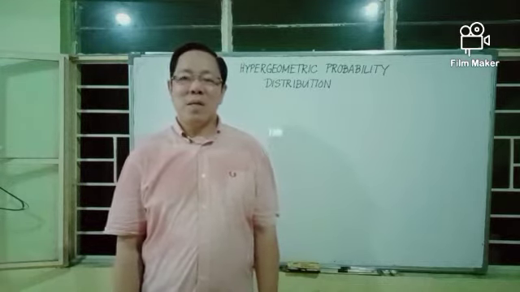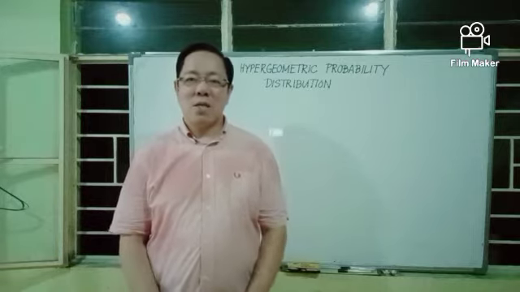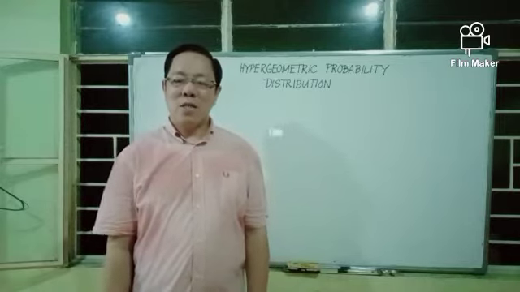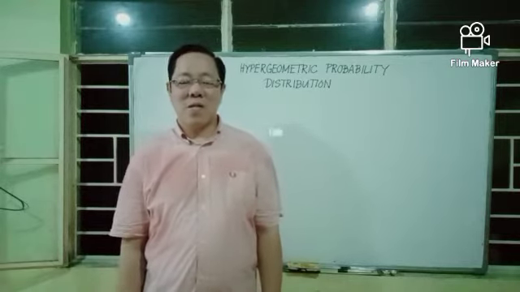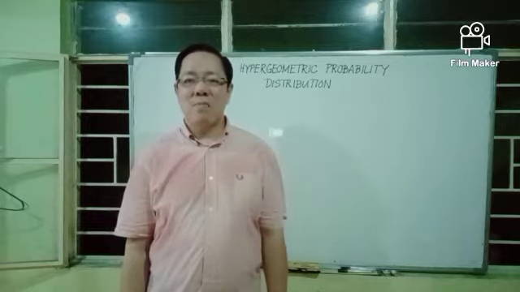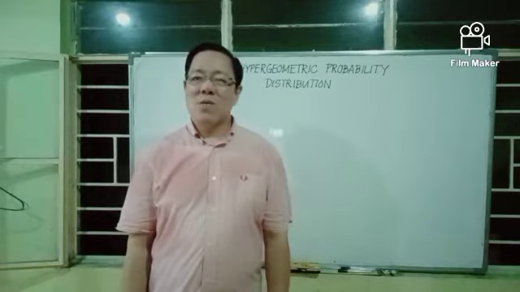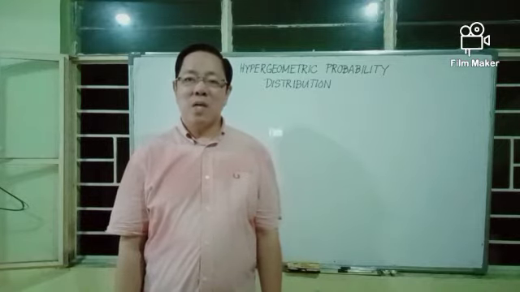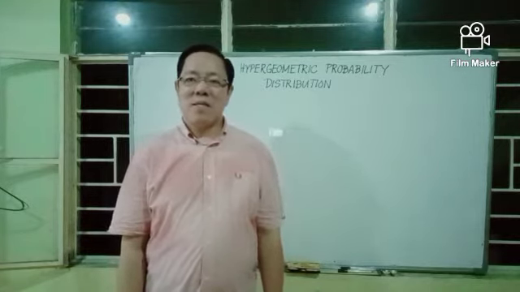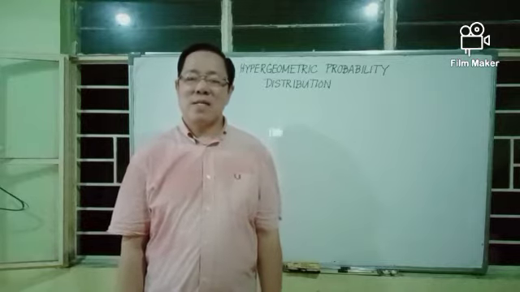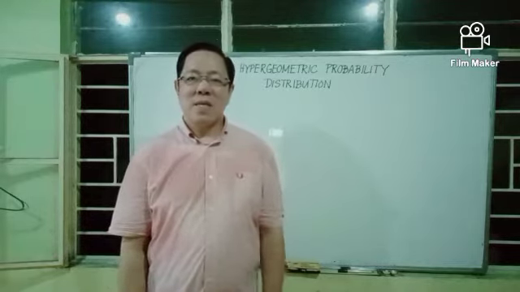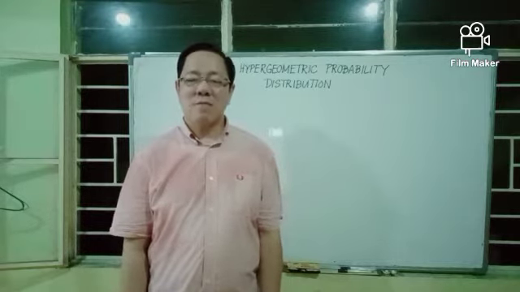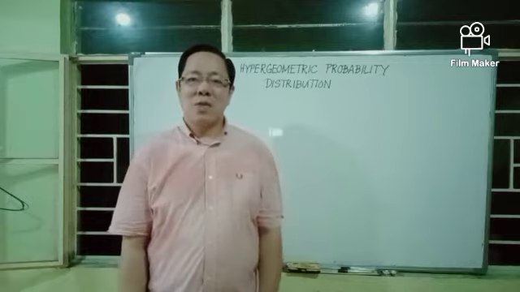In binomial probability distribution, the population size or the number of elements in the population is large in relation to the sample size or the number of elements in the sample. And in that case, we can assume that the proportion of the population that represents success can be taken as the probability of success and can be held as constant from trial to trial.